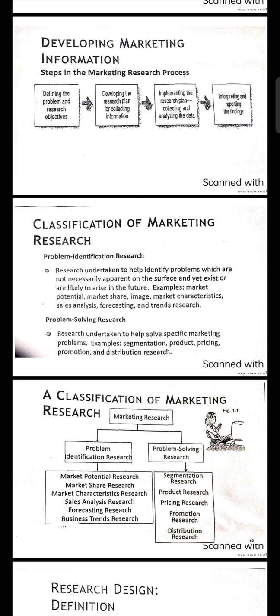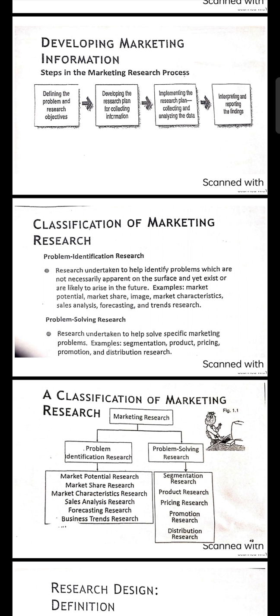Have a look. Problem identification is research undertaken to help identify problems which are not necessarily apparent on the surface and yet exist or are likely to arise in the future. Examples: market potential, market share, image, market characteristic, sales analysis, forecasting, and trend research. So you identify those problems that are available in the marketplace and are likely to exist. So from the problem you can identify the opportunities.